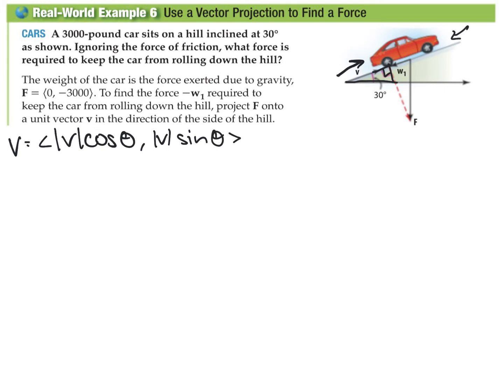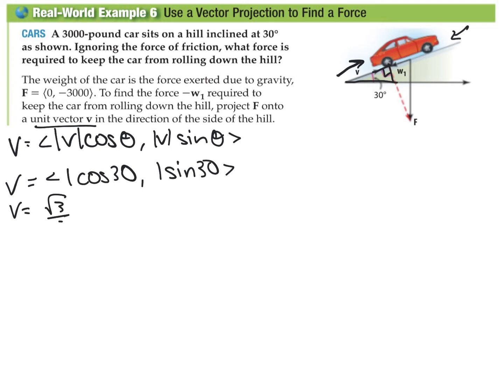So in this case, our v is 1 because we don't have anything labeled as that. It is just our unit vector. That's what it states, unit vector v. It's just a singular 1. So that means we've got 1 cosine 30, comma 1 sine 30. So you may need to look at your unit circle. You may know this by heart, but that is root 3 over 2, comma 1/2. So that's vector v.